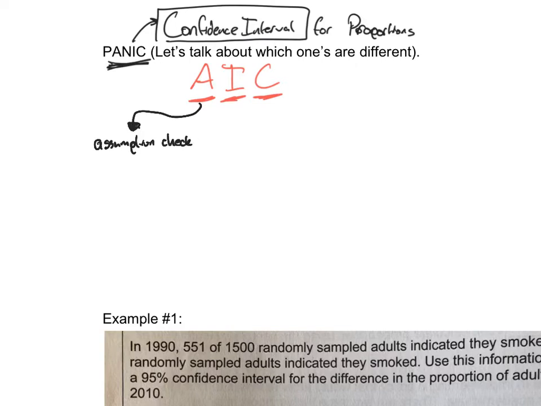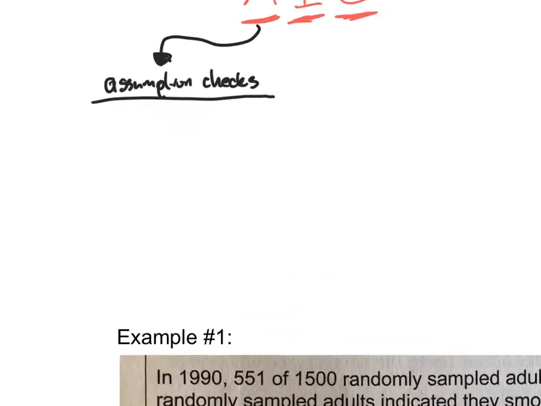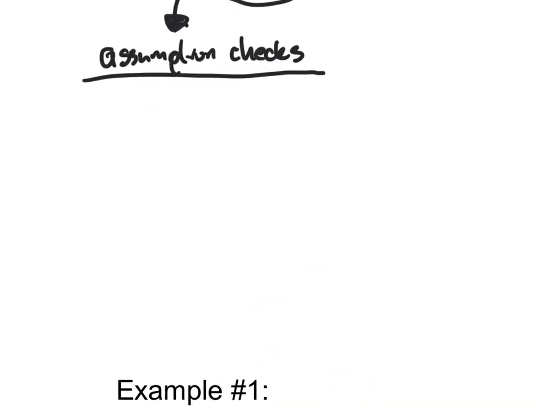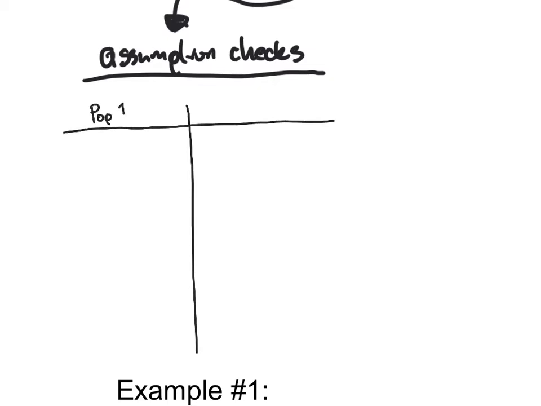right? So if these are the assumption checks, here's what we know about proportions. Only we have two population proportions, so we actually have to double up our assumption checks. So check this out. We're going to do something like this. We're going to go population 1, and then we're also going to take a sample from population 2. So in population 1, what's the first thing we need to do?